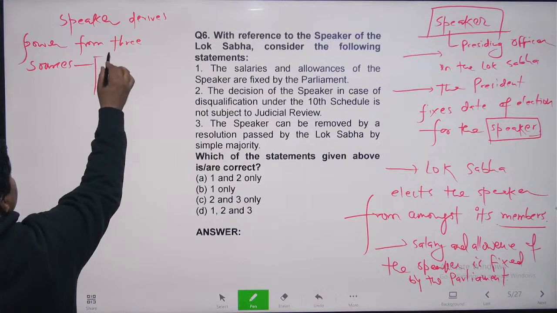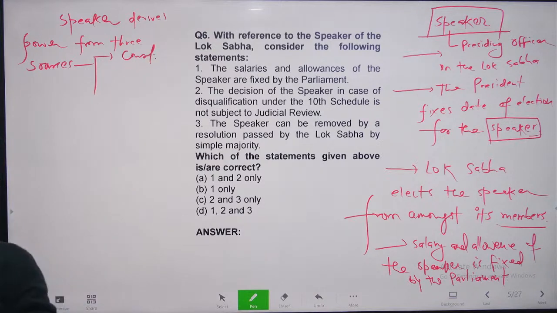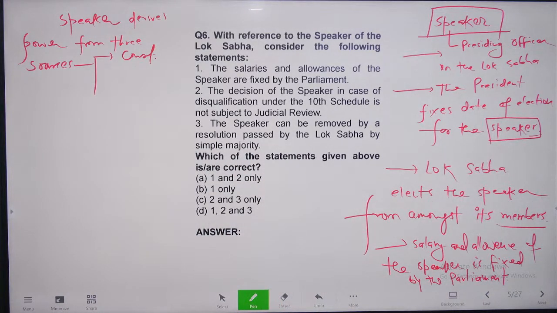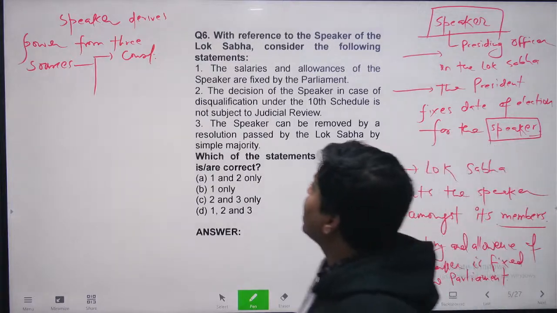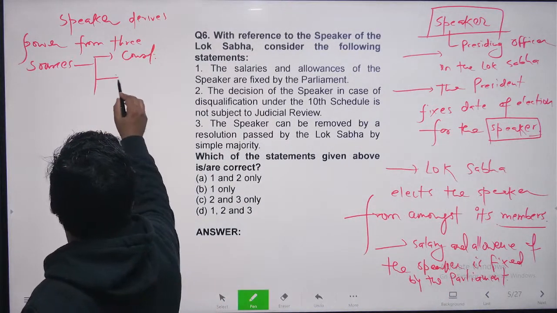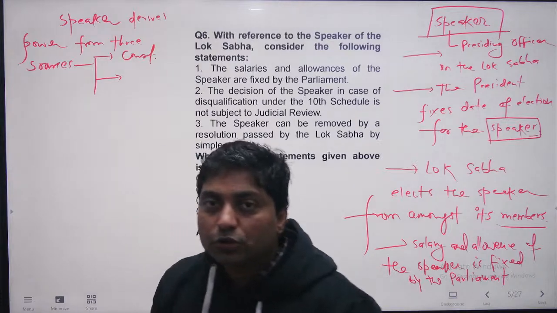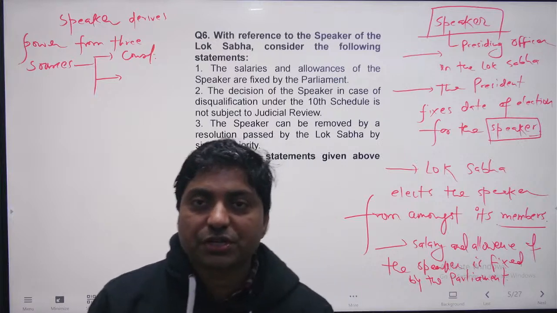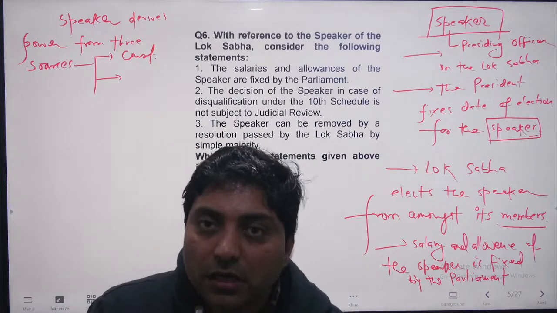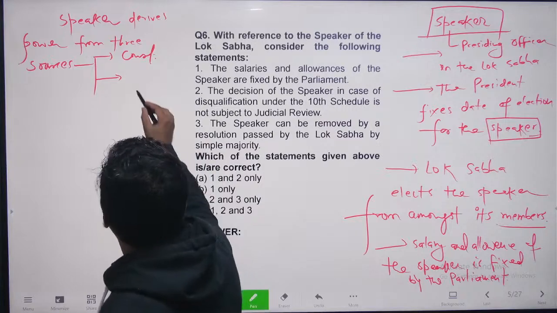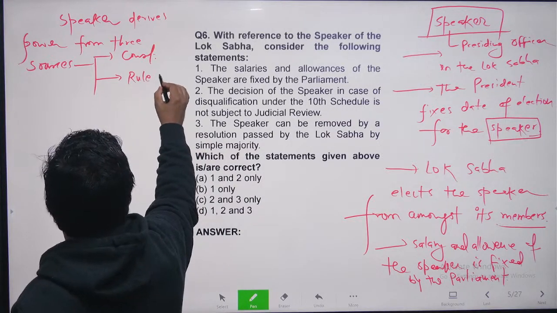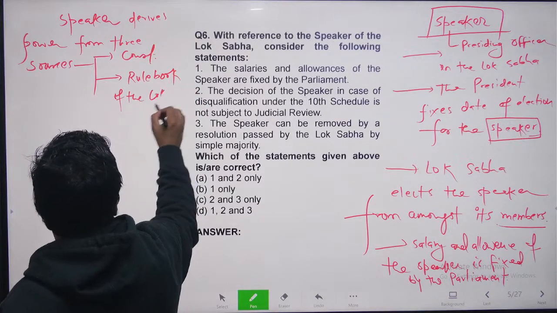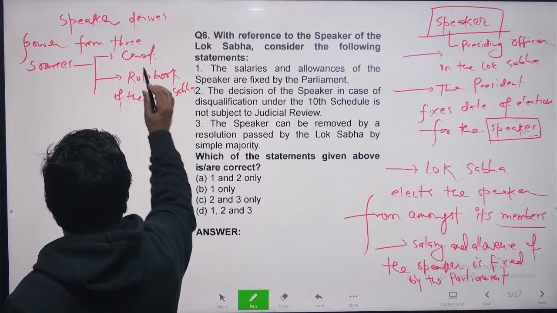What are the three sources? One is the Constitution. The first source of power for the Speaker is the Constitution. Second is the rule book of the Lok Sabha, called the Rules of Procedure and Conduct of Business. So it's called the rule book. The rule book of the Lok Sabha also gives lots of power to the Speaker.